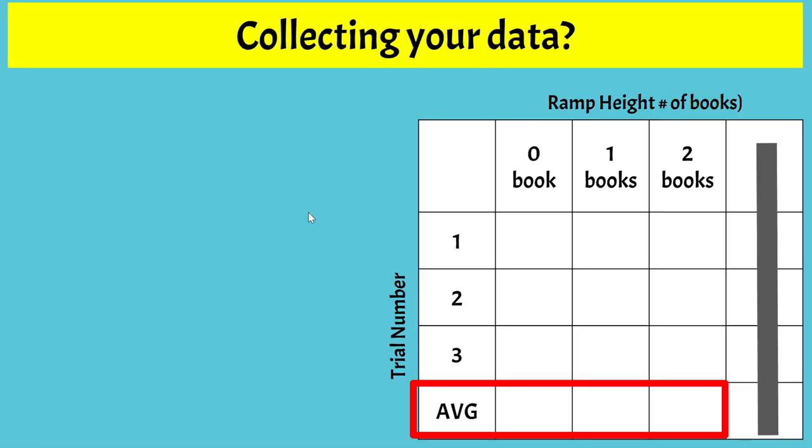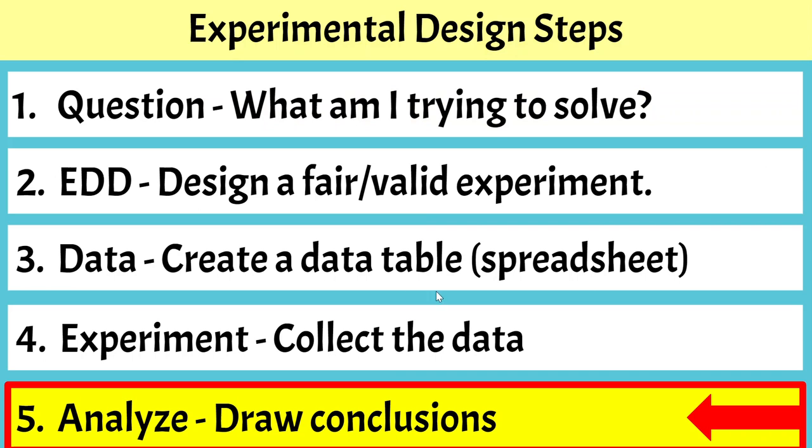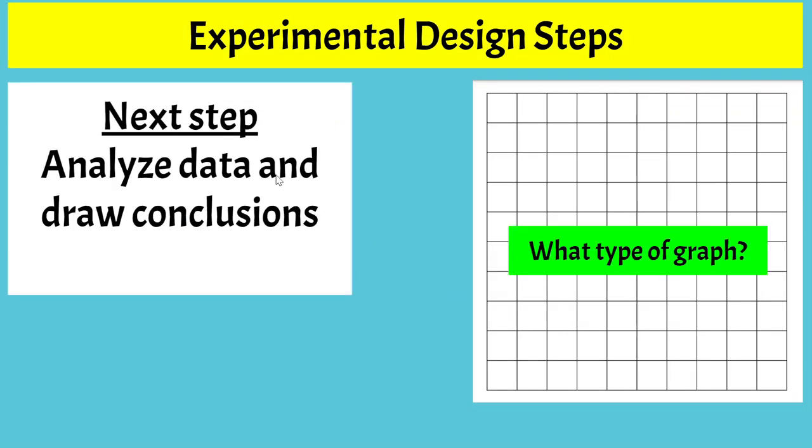Okay, so we collected the data, and then what we need to do is average the data. So if I had 0 books as my ramp, or my ramp height rather, I would add all 3 numbers that I got on my 3 different trials and divide by 3. So I'm getting an average, right? So if I had done 4 trials, I would add all 4 numbers together and divide by 4, right? All right, so back in class, I asked everybody to go ahead and average those columns. And then you're going to analyze or draw conclusions. So we're going to analyze the data and draw some conclusions.